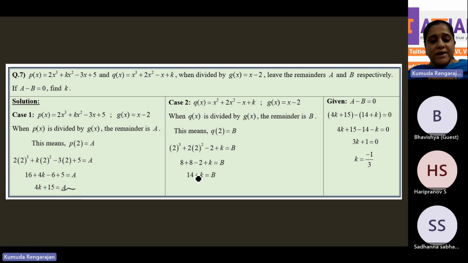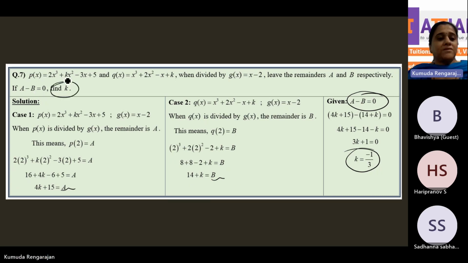So like this, we find A and B, and then we substitute in the other condition given that A minus B is equal to 0, and we find the value of K. That's a question. Find K. See, K is here, K is here. So find the value of K.